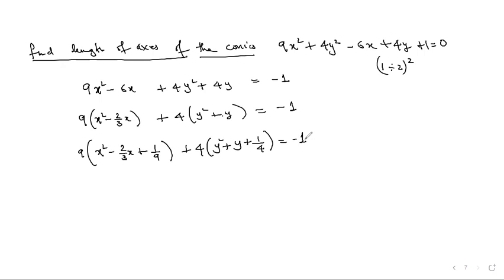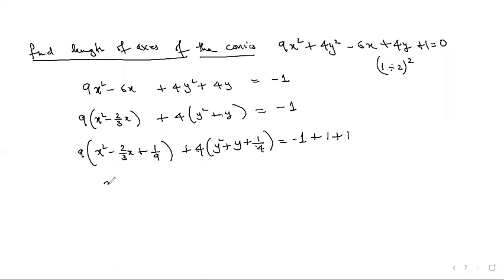Barabar hai? Has everybody understood this, 1 by 9 kaise aaya? What is the number you added here? 9 into 1 by 9. What is the number you added here? 4 into 1 by 4. Whatever you have added on the left hand side, you must add on the right also. Samjha ki nahi samjha?